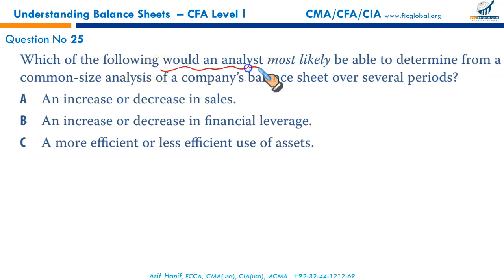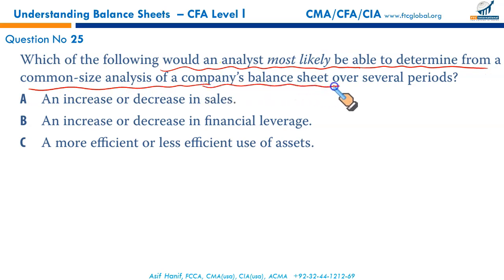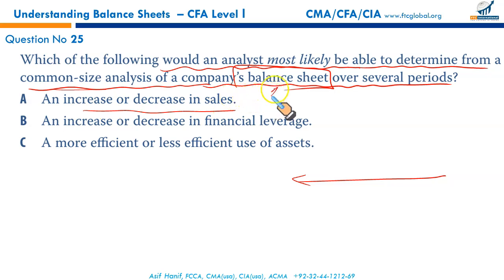Which of the following would an analyst most likely be able to determine from a common size analysis of a company's balance sheet over several periods? Definitely it is talking about the horizontal common size analysis. An increase or decrease in sales. Remember, your common size financial statements or balance sheets are on comparative terms. Since we are talking about the common size horizontal analysis, and he didn't say specifically, see, it's a balance sheet. An increase or decrease in sales. First of all, we are talking about the balance sheet, and second, we are talking about the common size one.